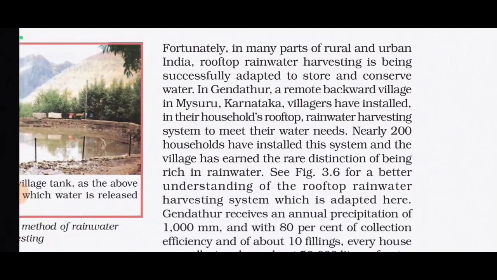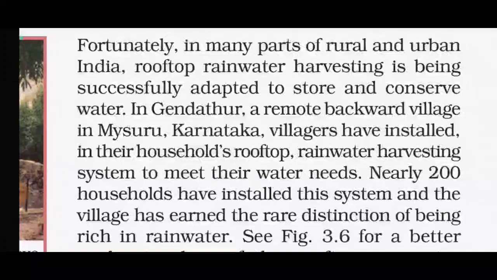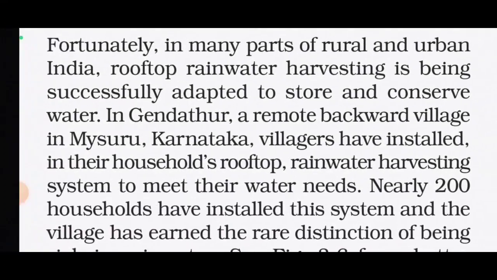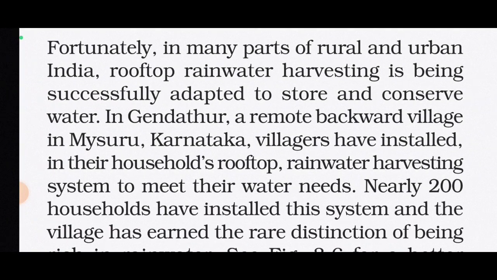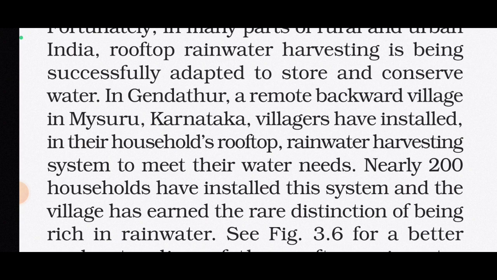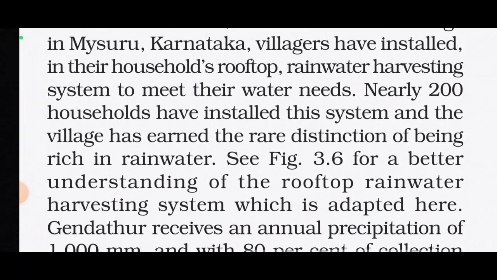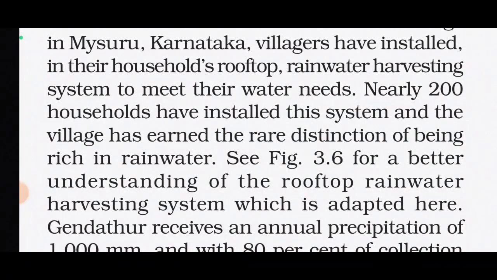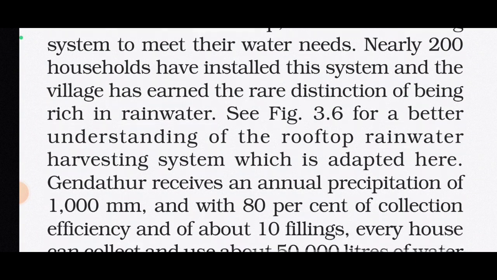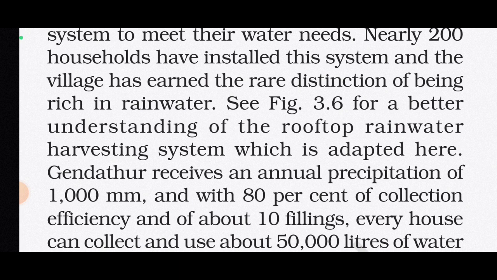Fortunately, in many parts of rural and urban India, rooftop rainwater harvesting is being successfully adapted to store and conserve water. In Gendathur, a remote backward village in Mysore, Karnataka, villagers have installed in their households rooftop rainwater harvesting systems to meet their water needs. Nearly 200 households have installed this system, and the village has earned the rare distinction of being rich in rainwater.